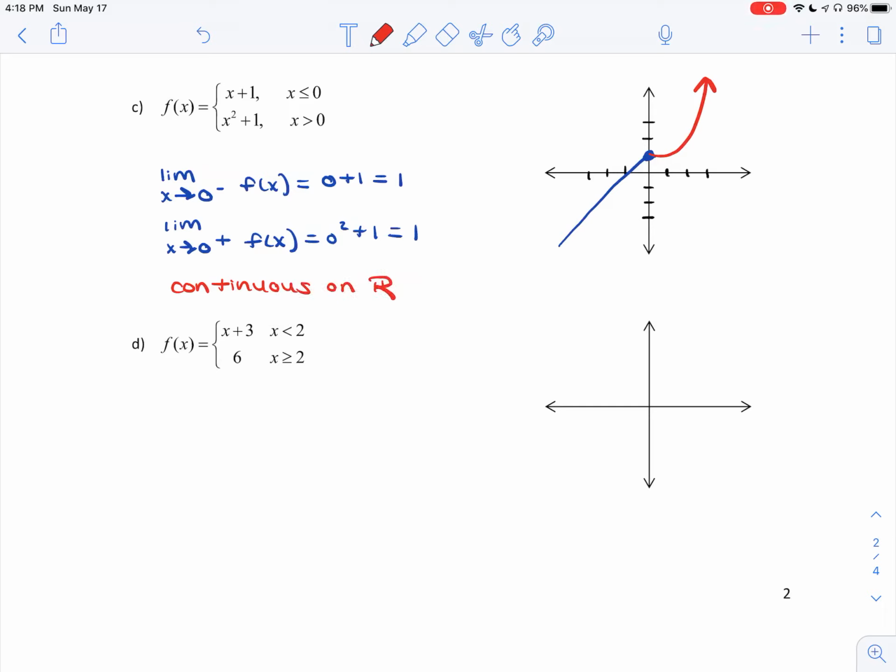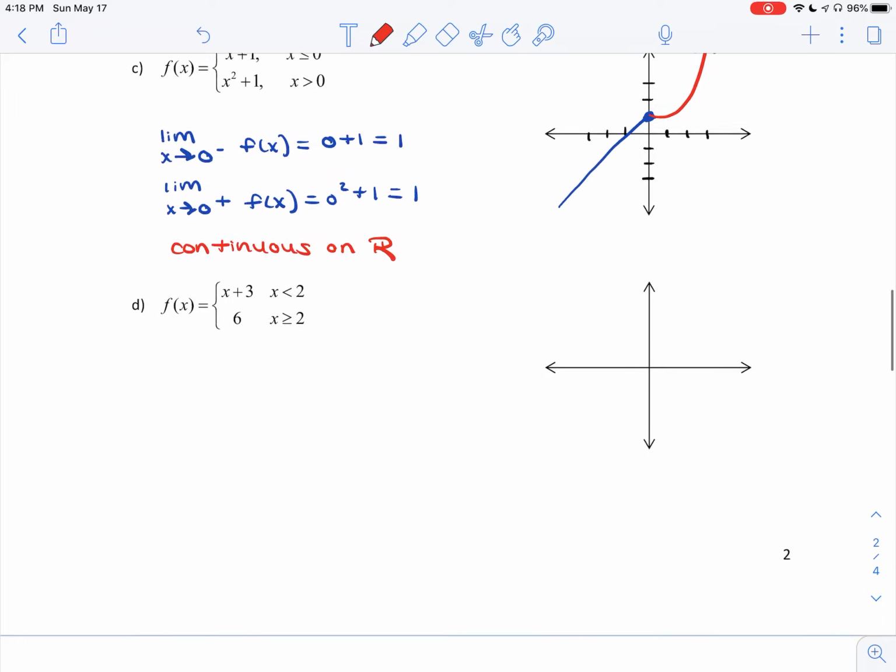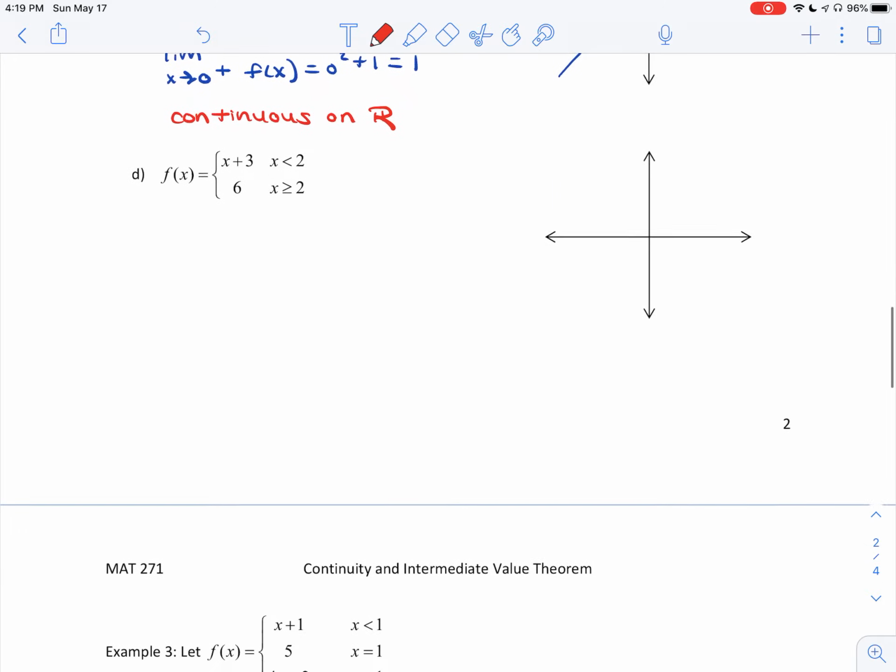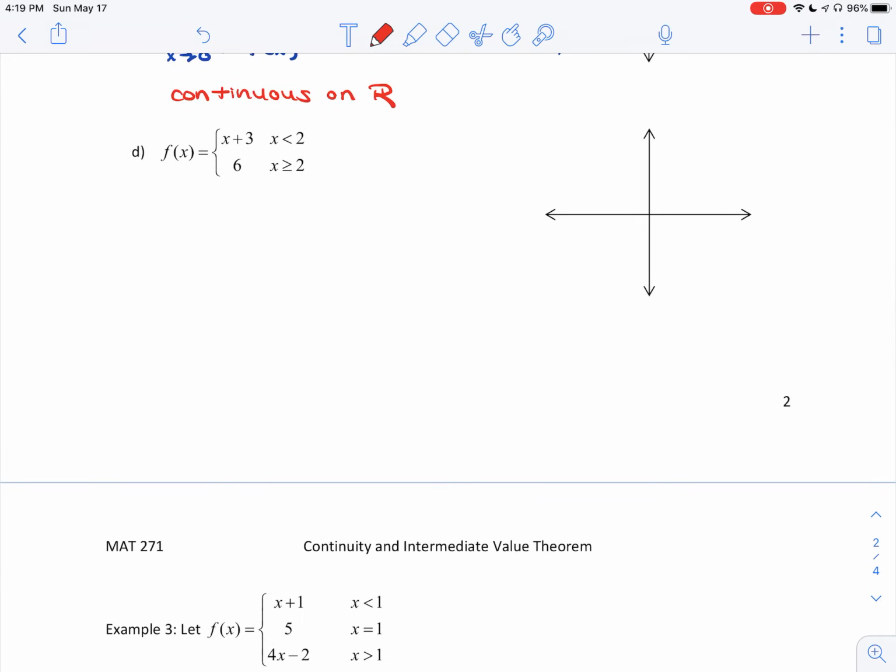That's continuous everywhere. All right, now the next one is also a piecewise function. So we're going to think about it in pretty much the same way that we did the previous example. So again, just looking at the two pieces, x plus 3 is a linear function, that's continuous everywhere. And 6 is also a linear function, so that's continuous everywhere.